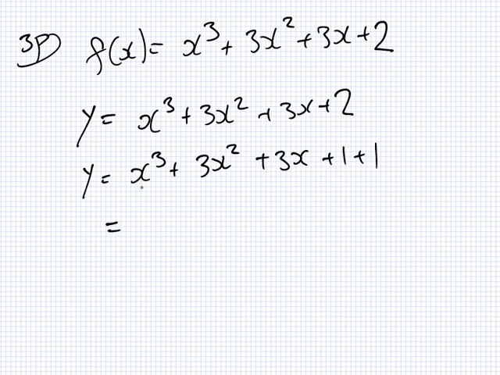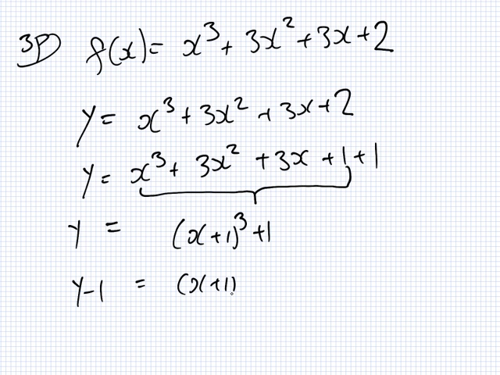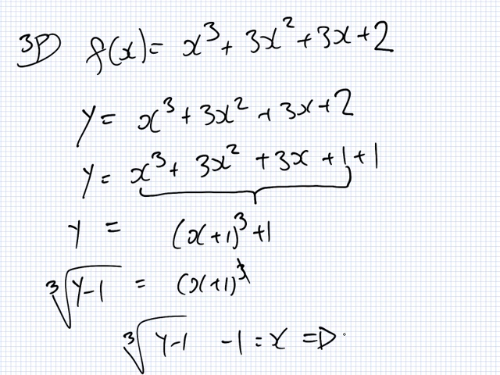Yeah, I suppose, but if you're awake, you'll recognize that this is row number 3 on Pascal's triangle, 1, 3, 3, 1. So this is just (x plus 1) cubed plus 1. So that's y minus 1 equals (x plus 1) cubed. So cube root, cancel, and then cube root of (y minus 1) minus 1 equals x. So that means the inverse function is cube root of (x minus 1) minus 1. And this is a one-to-one function as well.